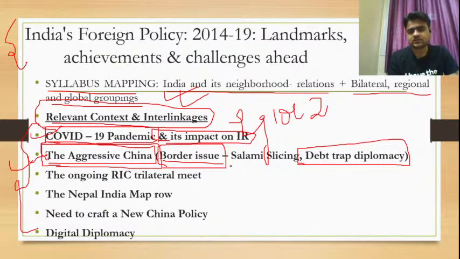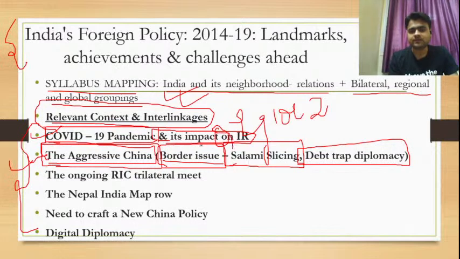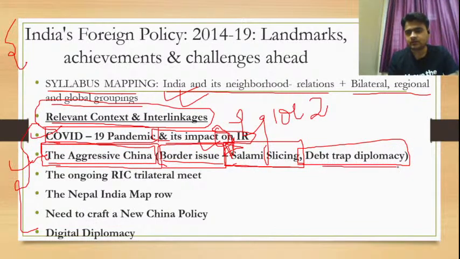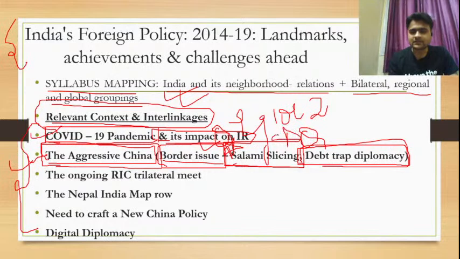And in this context we have come across the word salami slicing. So tell me, what is the meaning of this word salami slicing? And this is a very, very important keyword. Okay, I will mark it with a star so that you can make a note of it. Fine, salami slicing. Tell me what is the meaning of salami slicing. Then debt trap diplomacy. This is again a step by China. Tell me what is the meaning of debt trap diplomacy.